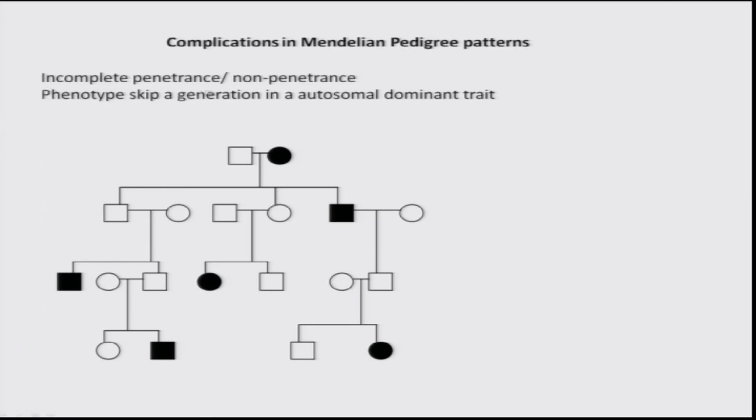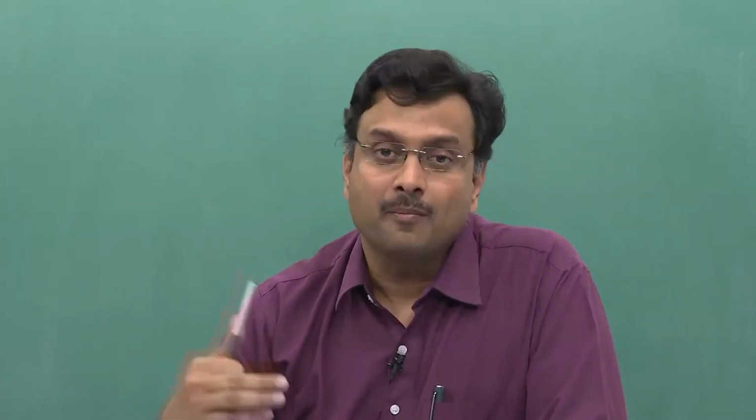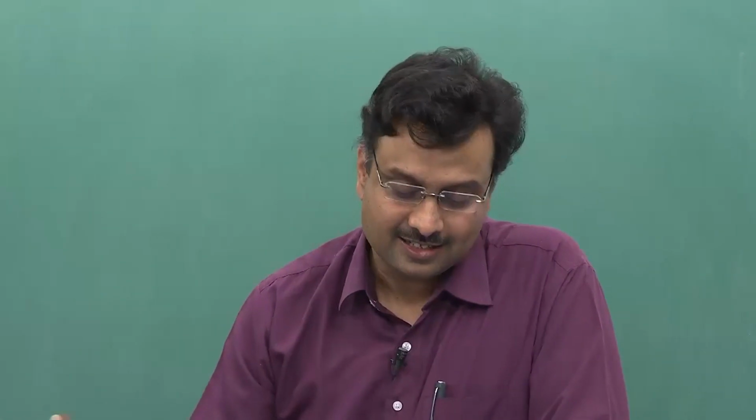So, you call it incomplete penetrance or non-penetrance, meaning you may have the genotype, but you may not show the phenotype. At times, you may have the defective allele, but you are not showing the symptoms, you are normal. It happens because of complex genetic interactions. Let us not get into that. So, let us look into this family.